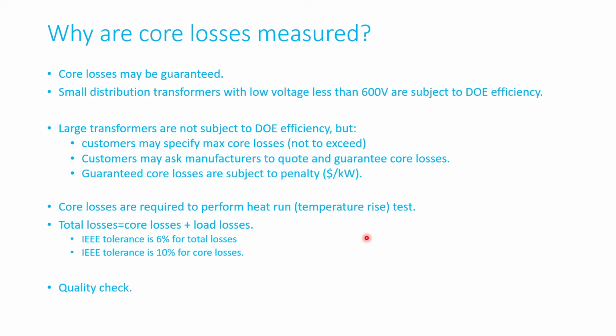So why are core losses measured? Core losses may be guaranteed; some customers might ask for core losses to be guaranteed. Small distribution transformers with low voltage less than 600 volts are subject to DOE efficiency, Department of Energy efficiency. This only applies to the United States. These are small transformers like pad mount transformers you see by stores or restaurants, or pole mount. They're mounted on a pole, so they're small.